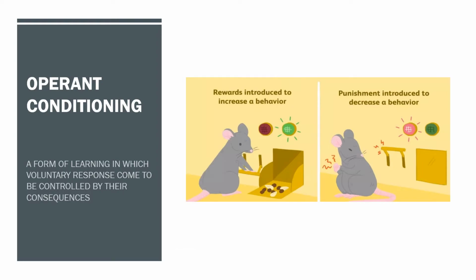Then we have operant conditioning by B.F. Skinner. This is a form of learning in which voluntary responses come to be controlled by their consequences. I have spoken about operant conditioning as well in my second video of personality. You can refer to that. So, here we are going to look at the experiment that B.F. Skinner used. He used a special box known as the Skinner box for his experiment on rats. There are two experiments. First, we look at the first experiment.